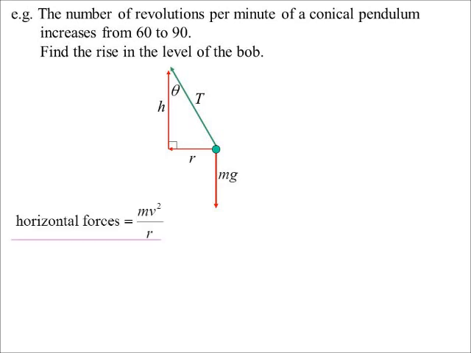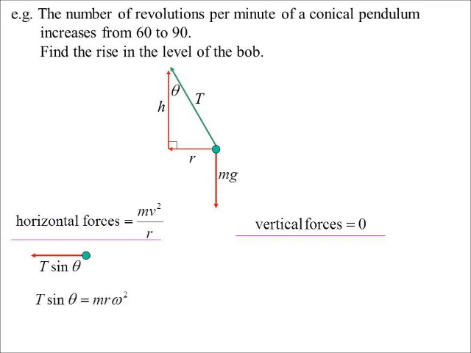So horizontal forces, I know circular motion, so it'll resolve to be mv squared on r. Vertical forces will resolve to be 0. So it's pretty much exactly what I just did before. So T sine theta going to the left. In this case, because we're dealing with angular velocity, I'm going to say m r omega squared. Vertically, it's still the same. So T cos theta minus mg is equal to 0. And I'll come up with that equation again.